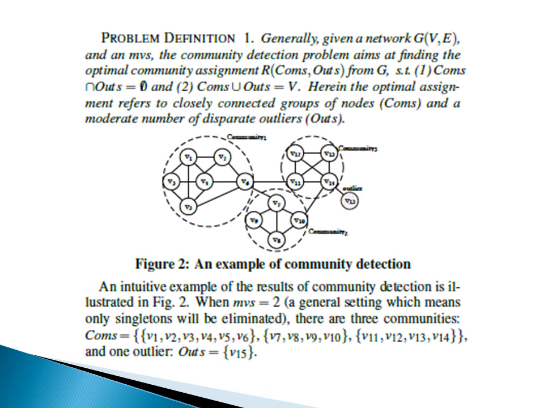So here the authors show the problem definition. They use figure 2 to show an intuitive example of results of community detection. So here you can see the network divided into three separate communities and an outlier labeled V15 just below community 3.